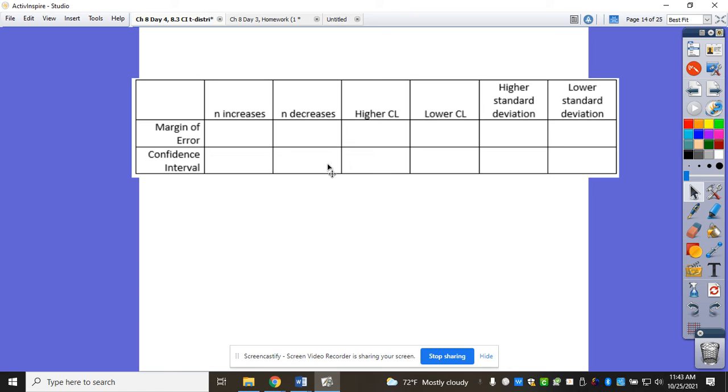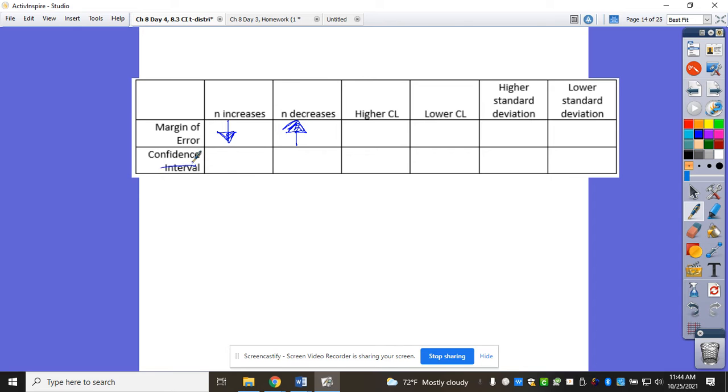As my n increases, what's going to happen to my margin of error? If I have more to sample from, I'm more accurate, which is going to narrow it. If my n decreases, that means my margin of error, what? So n works inversely with margin of error. If n gets bigger, your margin of error gets smaller. If n gets smaller, your margin of error gets bigger.